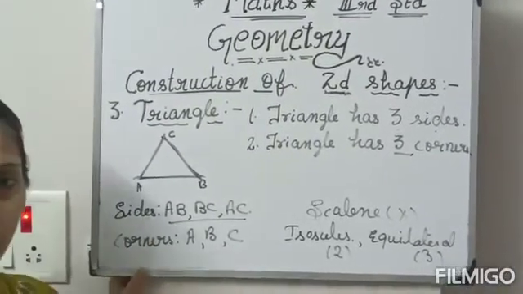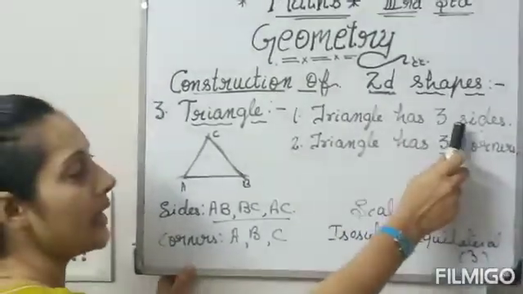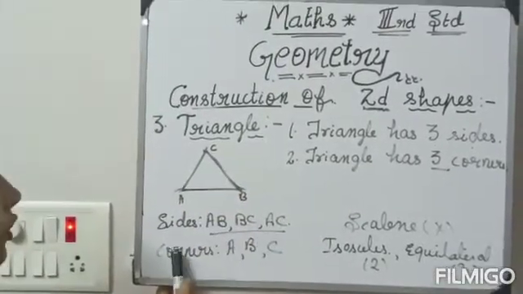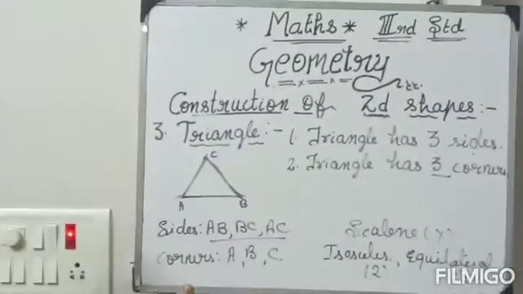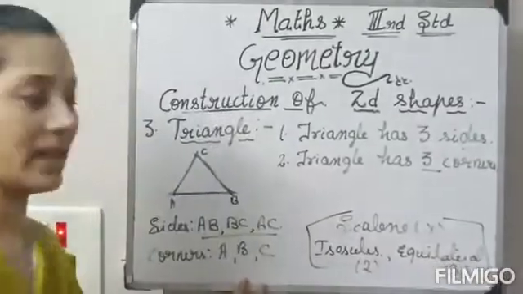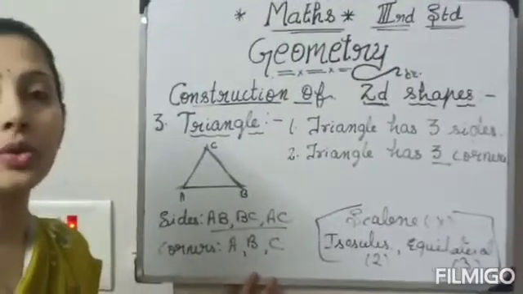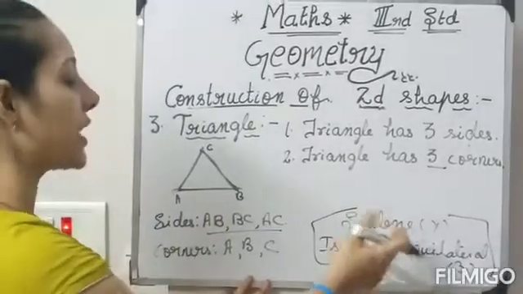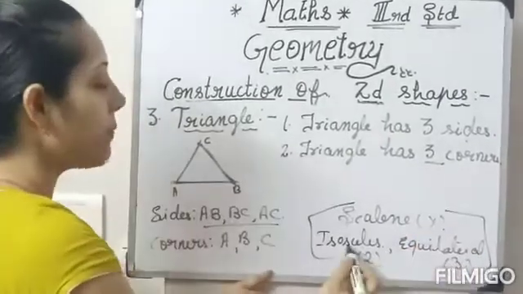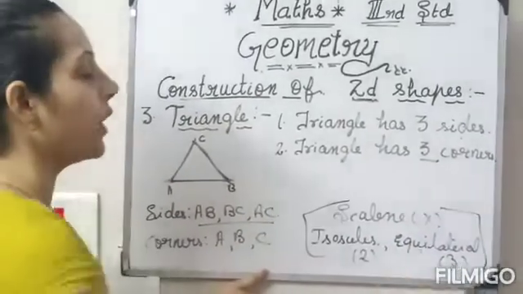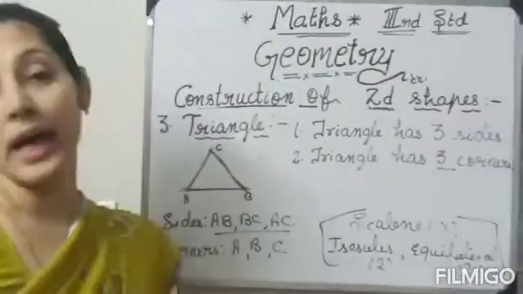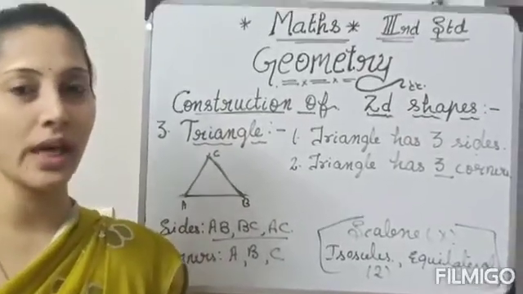So during the exam, what do you have to write? You have to write only: triangle has three sides, three corners. The sides are AB, BC, AC. Corners are A, B, C. The rest you will learn in further classes, when you go to the 5th or 6th standard. Scalene triangle means no sides are equal. Isosceles means two sides are equal. Equilateral means all the sides are equal. Is it clear? Now the last but one shape, what is it? Circle.